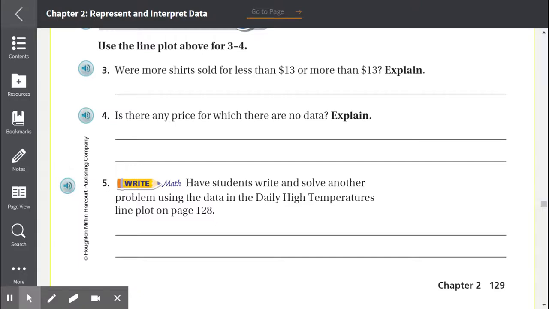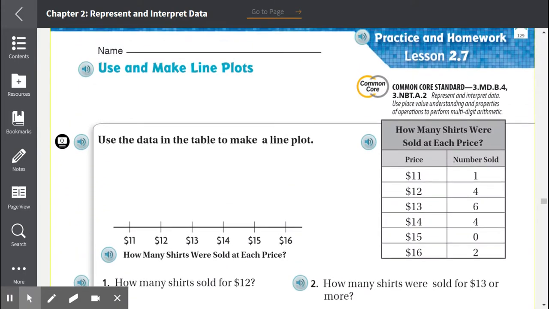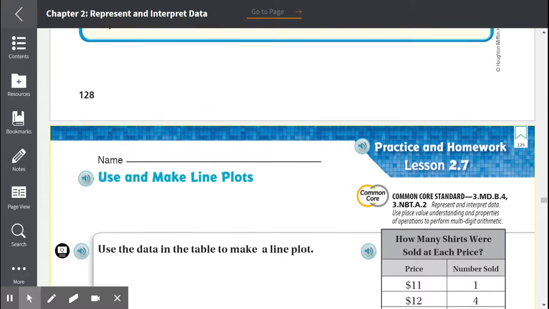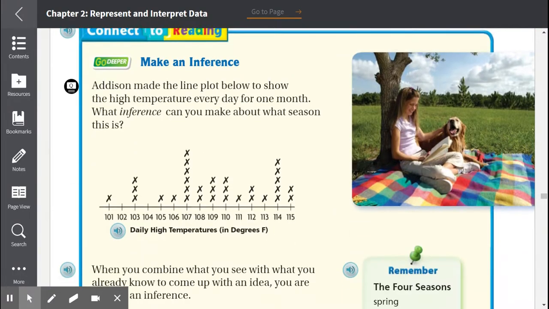Number 5, have students write and solve another problem using the data in the daily high temperatures line plot on page 128. So here's the line plot. The line plot below shows the high temperature every day for 1 month.